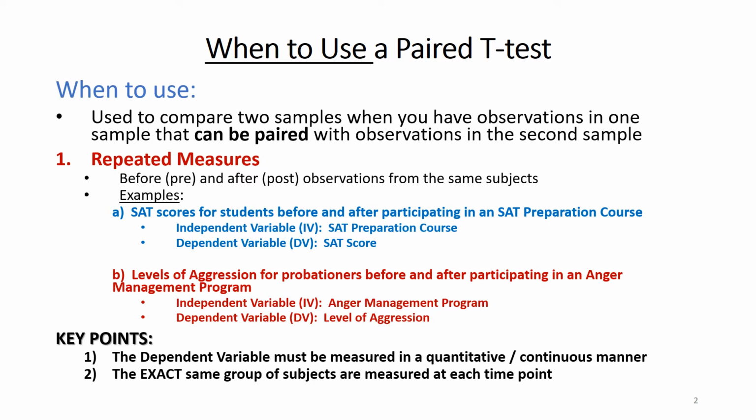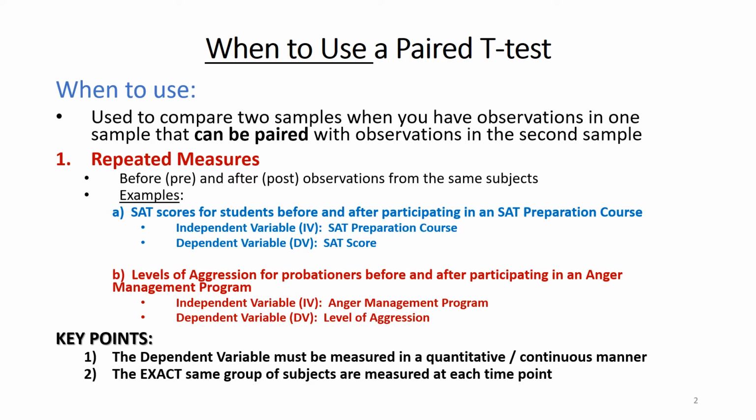So the key points to take away so far with the repeated measures is, number one, the dependent variable must be at a quantitative or continuous level. So it's got to be at that interval or ratio level of measurement. And so you'll notice in both the blue as well as the red examples, the dependent variable SAT score would be at that interval or ratio level of measurement.